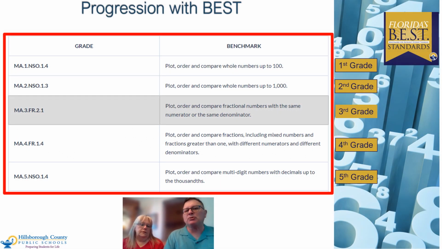So Barbara, take a look at this progression with BEST. It's first through fifth grade here. Do you notice any commonalities? Yeah, I see plot, order, and compare are the first four words in all of those. Yes, and in first and second grade, we're talking about what? Whole numbers. Then in third, we do the same skills, but we're talking about fraction numbers with either the same numerator or same denominator. And I see that fourth grade is also comparing fractions, but this time they can be different numerators and different denominators. More complex reasoning. Correct. And then same skills, but now we're talking about decimals to the thousandths place in grade 5. Correct.